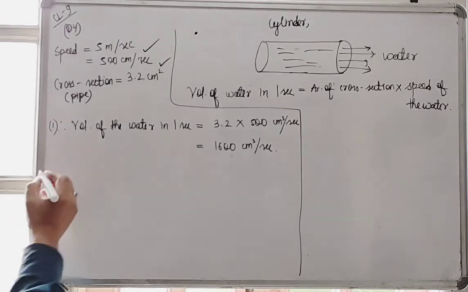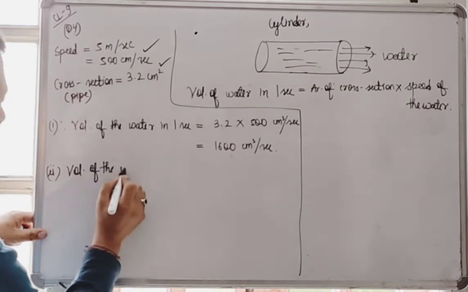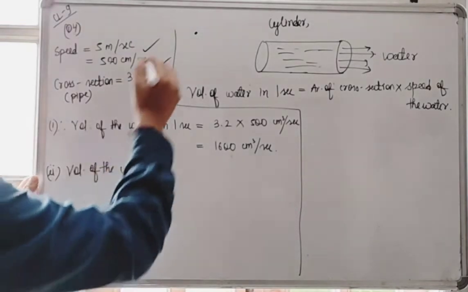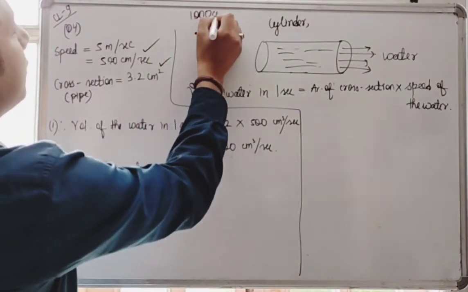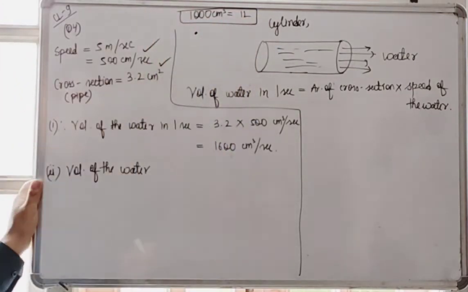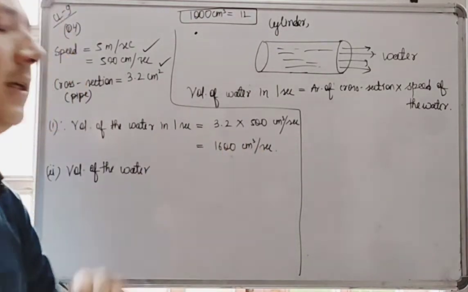For part 2, we also need to find the volume of the water, but this time not in 1 second. We need to find it in liters per minute. The conversion is 1000 centimeter cube equals 1 liter, so we will be using this. We need to convert centimeter cube into liter and we need to convert second into minute.